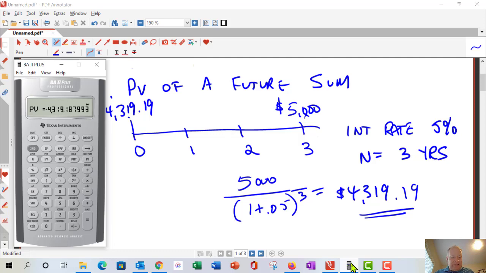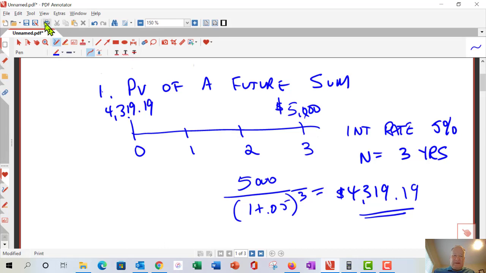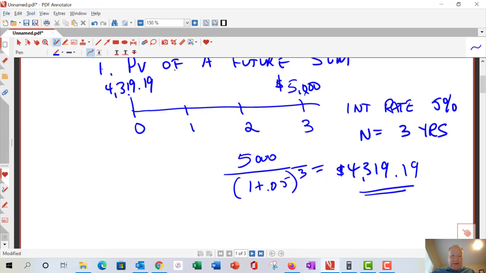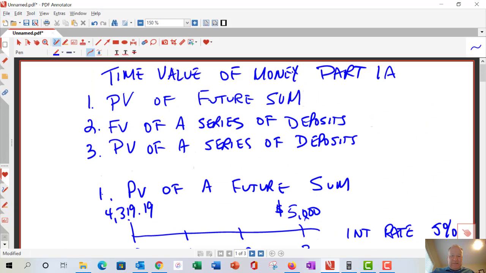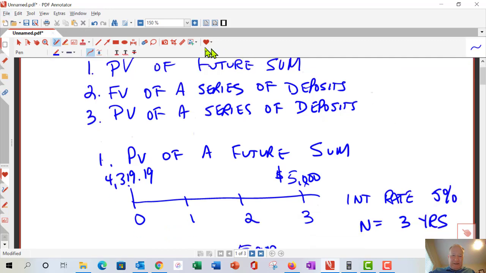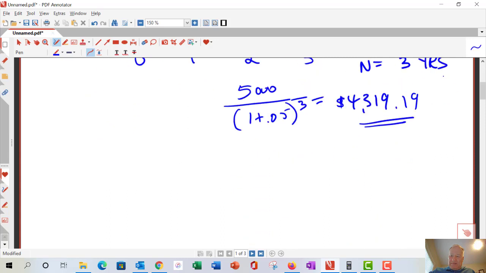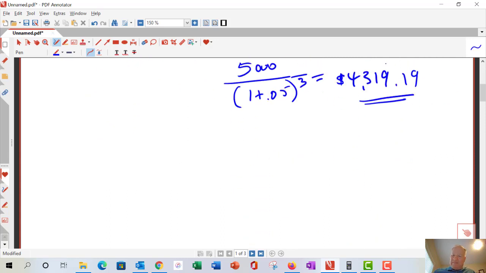Okay, so let's look at another problem here with some deposits. So we'll do another timeline. So we're going to look at the future value of a series of deposits. So for the next 3 to 4 years, I'm going to set aside this amount of money. How much money am I going to have in the future if I do that at the end of each of these periods?